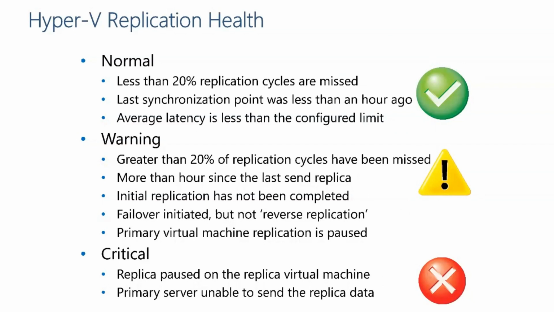You get into a warning state if greater than 20% of the replication cycles have been missed, more than an hour since the last replica, initial replication has not been completed, or the failover has been initiated, but the reverse replication has not been configured. So what does that mean, reverse replication?